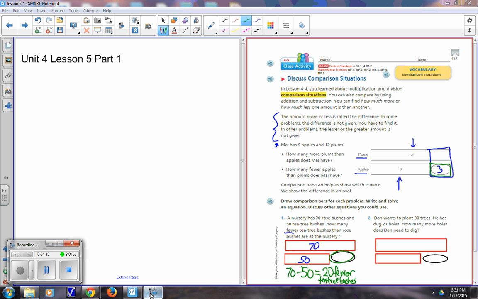Let's do another one. Dan wants to plant 30 trees. He has dug 21 holes. How many more holes does Dan need to dig? So I'm going to put my 30 trees here, and he's already dug 21 holes. How many holes does he have left to fill in that blue space? So my equation would be 30 take away 21 equals 9. So he needs to dig 9 more holes.